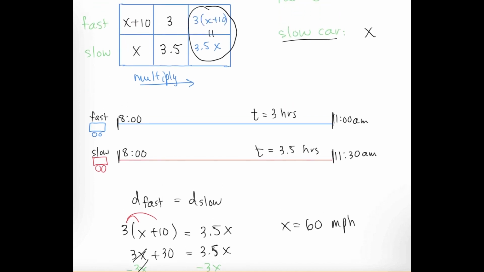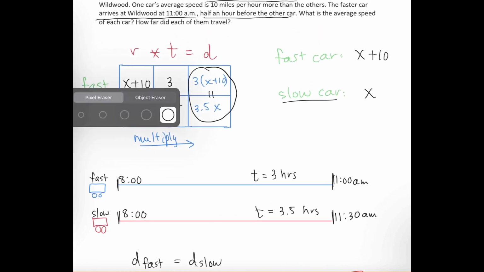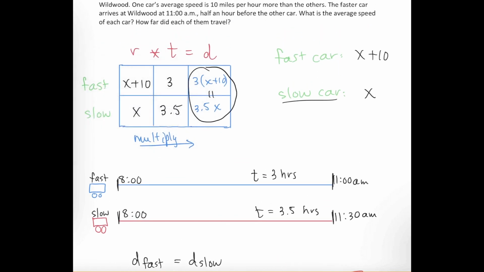Let's go back up to the original question to be sure that we have fully answered it. It asked, what is the average speed of each car? So we need to go a little bit further here. The slow car was 60 miles an hour, which tells us that the fast car must have been 10 miles more than that, or 70 miles per hour.